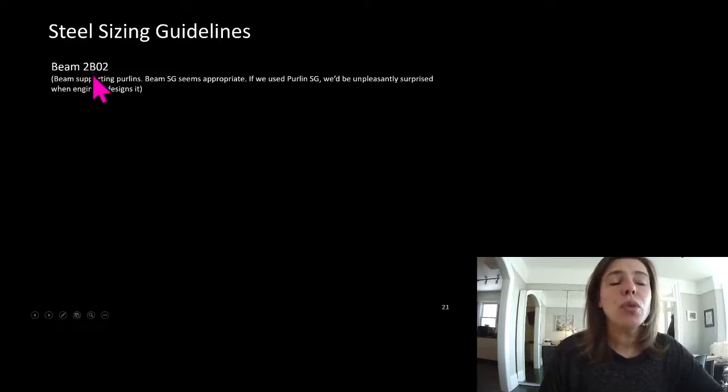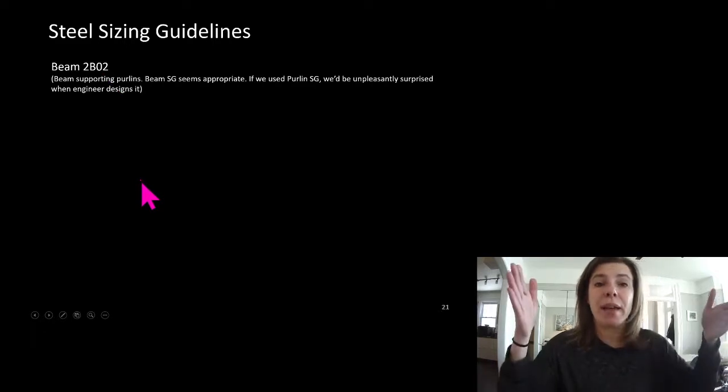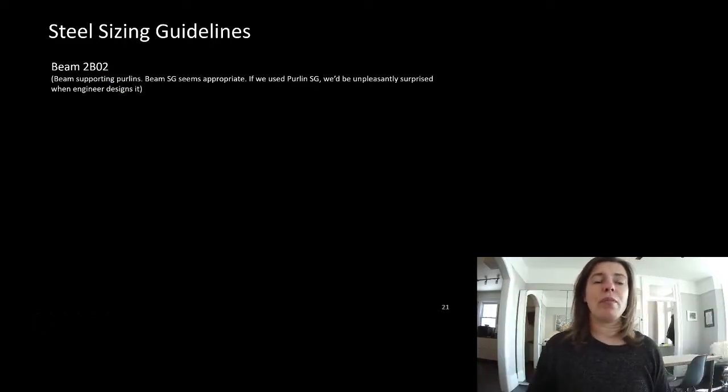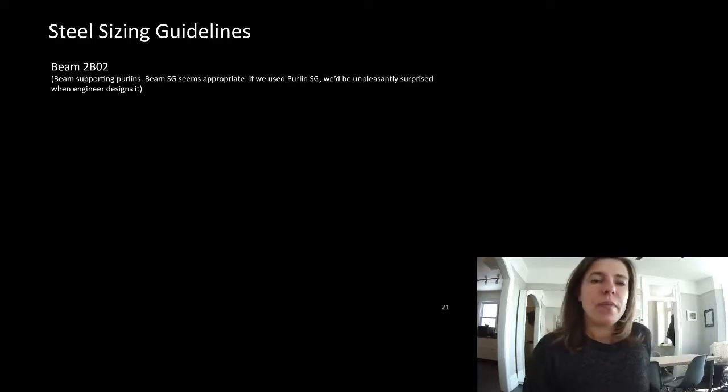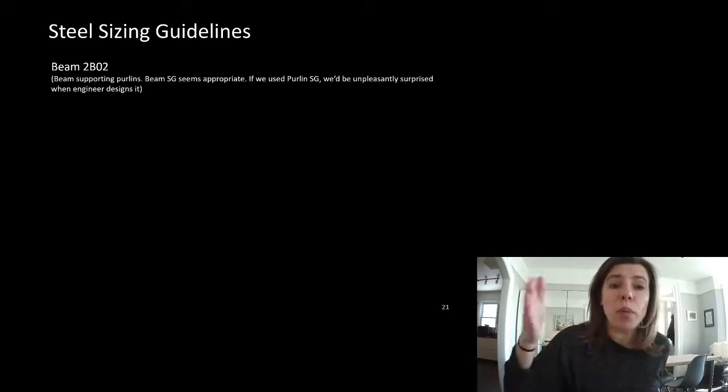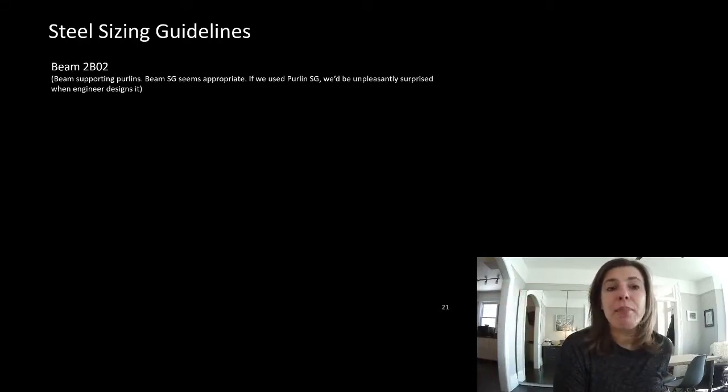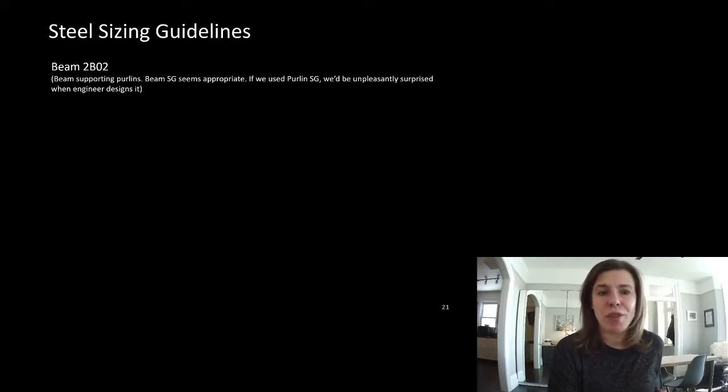So beam 2B02. We saw that that was spanning 12 meters, so it was a 12 meter long beam, and we call them all beams. So what sizing guideline do we use? Well, there were purlins and open web steel joists spanning and being picked up by 2B02. But there didn't seem to be anything else extraordinary happening to 2B02. There was no transfers. There was nothing to give us an indication that there were extraordinary loads on this, because everything else looks relatively normal.